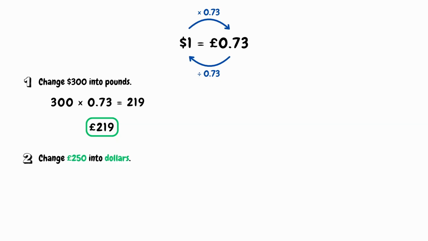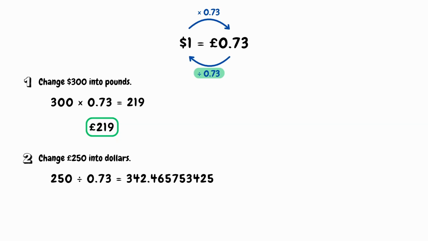Okay, now looking at part 2 to the question, we now want to change £250 into dollars. So I look at my exchange rate and I'm starting with pounds. So we're starting on the right-hand side this time. So how do I get from pounds to dollars? Well, we're going right to left, so we would divide by 0.73, and then that would give us our answer in dollars. So again, converting from pounds to dollars, we're dividing by 0.73. So we want to change £250, so we're going to do 250 divided by 0.73, and that's going to give us quite a long answer.